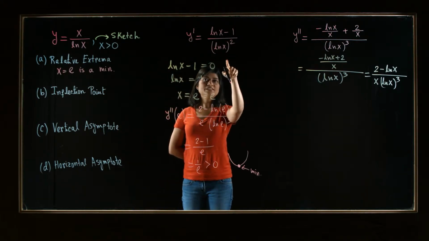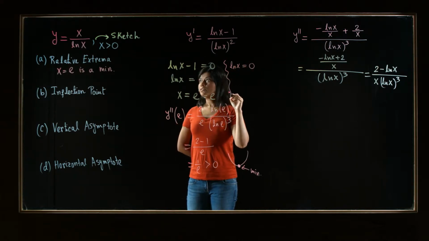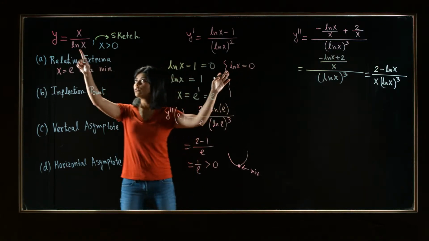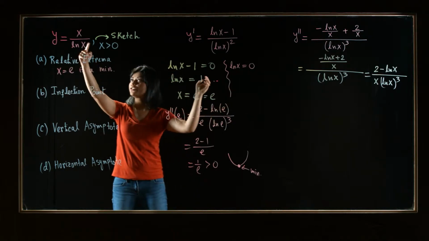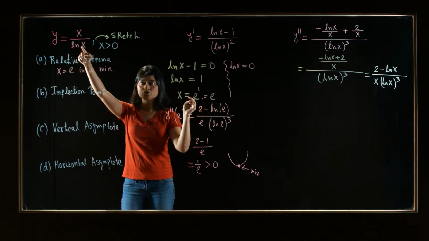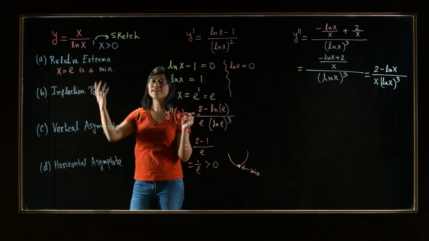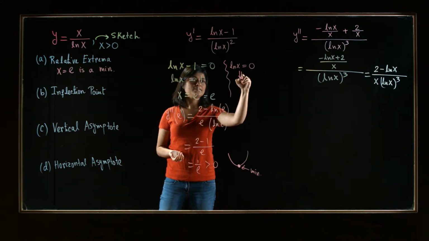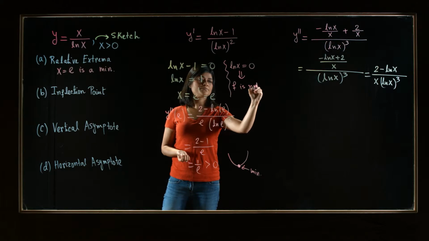Now what happens if natural log of x is 0? Before we even solve this equation, let's think about it. Look at the function itself. If the denominator is 0, the denominator is 0 for the function expression also, which means the function is not even defined there. So we can't have any extrema. So we don't have to solve this. We can immediately say that this means the function is not defined.